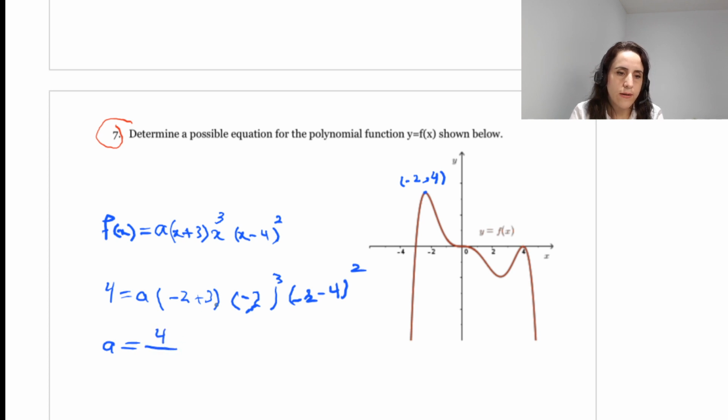If I calculate this one, a value is gonna be what? 4 over this bracket is 1, this bracket is negative 8, and this bracket is gonna be negative 6 by power of 2, 36. 36 times negative 8, looks like that, a is gonna be negative 1 over 72. Let me make sure that I didn't make any mistake.